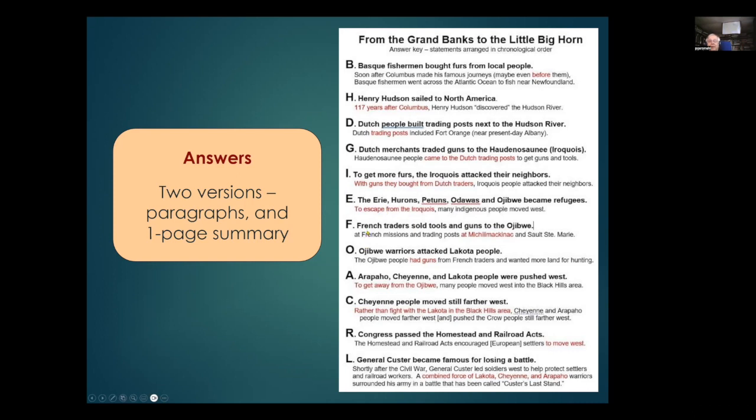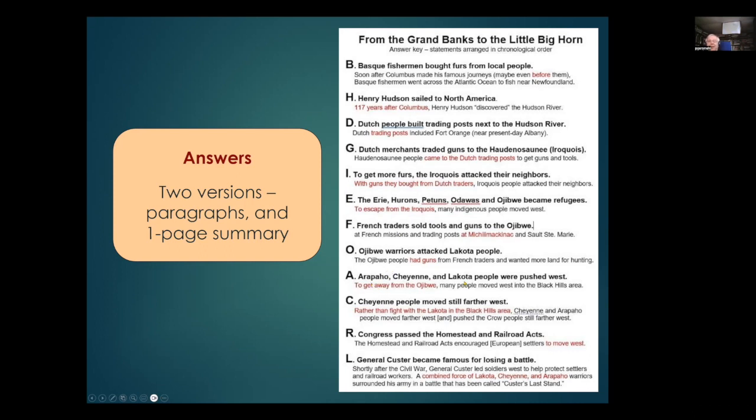Simultaneously, the French traders had started to build missions and trading posts. So when we talk about the French traders trading with the Ojibwe people, the Ojibwe people had just moved into this territory. They hadn't been there for more than about 15 years. Then the French traders sold guns to the Ojibwe, and the Ojibwe did exactly what the Iroquois had done. They used those guns to go attack the Lakota and Arapaho and the Cheyenne.